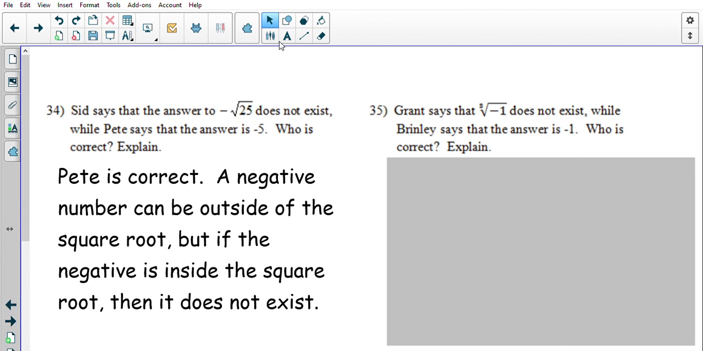Number 35, Grant says that the cube root of negative 1 does not exist, while Brinley says that the answer is negative 1. Who is correct? Explain. What do you think?